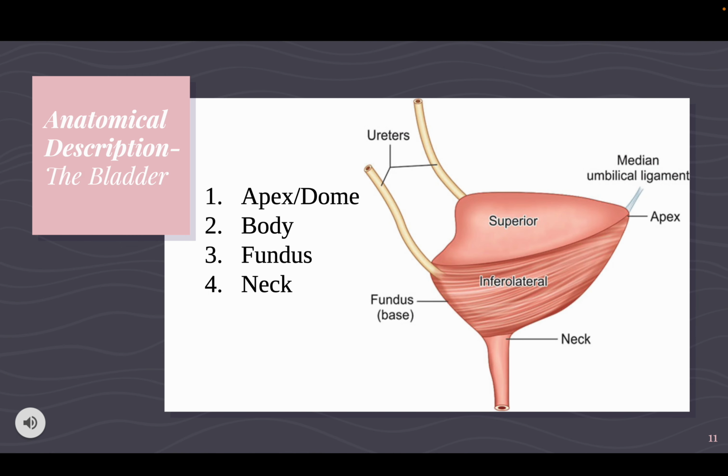Anatomical description. Anatomically, the bladder is contiguous with the ureters above and the urethra below. It is divided into 4 anatomical parts: the apex or dome, body, fundus, and the neck. The apex is the anterior superior part of the bladder that points towards the abdominal wall. The fundus or base is the posterior inferior part of the bladder. The body is the large area situated between the apex and the fundus. The neck of the bladder is the constricted part of the bladder that leads to the urethra.